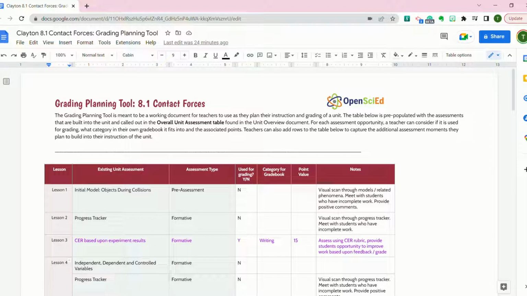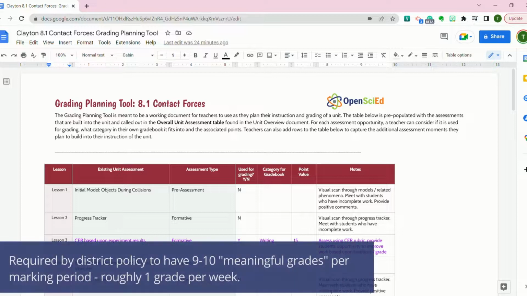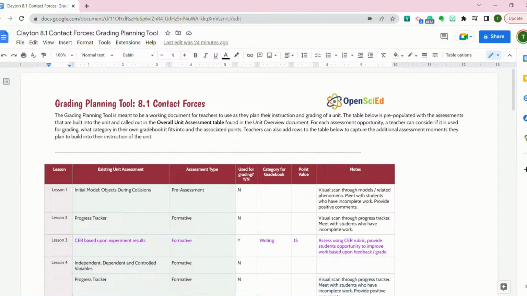So in our district, we have to have 9 to 10 meaningful grades per marking period. So that typically means a meaningful grade a week, roughly. And meaningful is defined as something with a rubric, something where we're giving the kids feedback. You know, much more than just a completion grade.